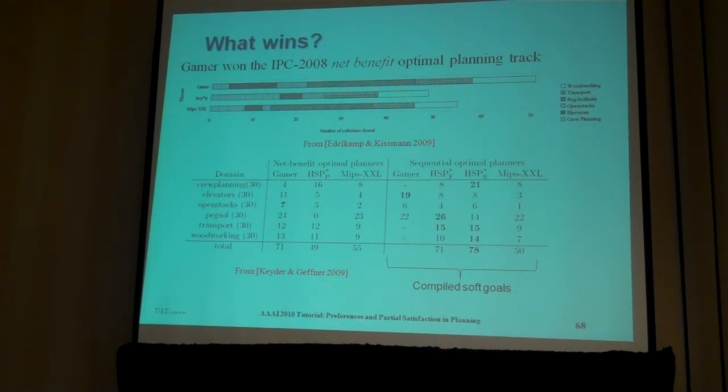And here's where the compilation comes in. So the question is, how does compilation do? Here are the specialized net benefit planners from the competition on some domains from that competition. And it turned out that the best of those, again, was Gamer. But when you do the compilation, if you use a planner called HSP star 0, which is different than star P, star 0 is just the regression search part of HSP star P, it turns out to give more solutions. Its coverage is higher. And since these are optimal planners, the quality will be optimal.